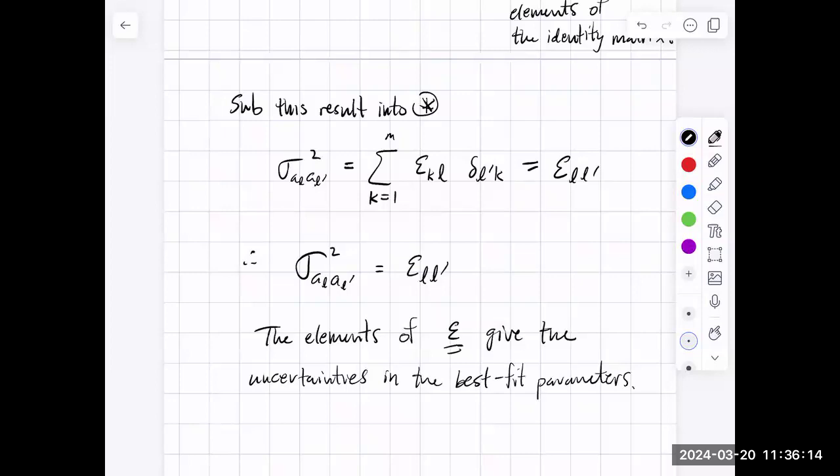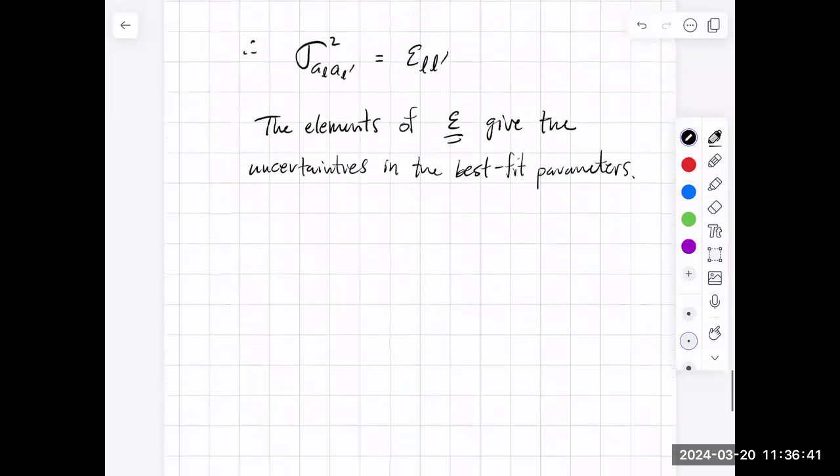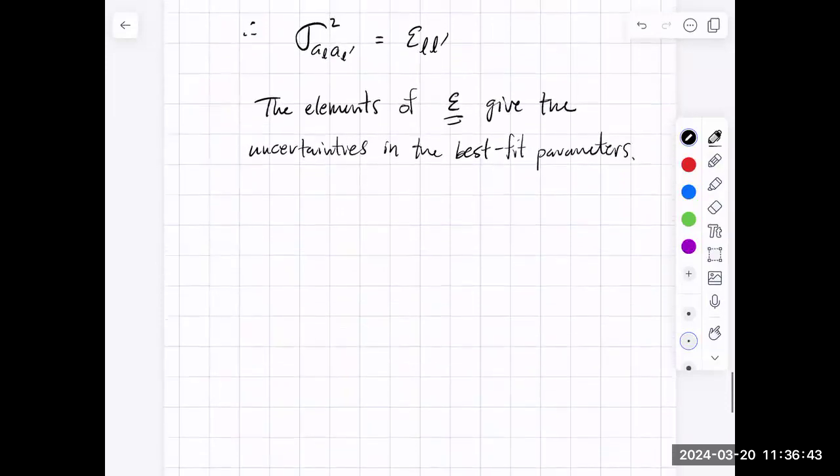And like I said last time, it's a very nice result because we need to calculate the epsilon matrix in order to find the best fit parameters in the first place. And lo and behold, that matrix also has all the information that we need for the uncertainty. So we don't have to do any additional calculations to find those uncertainty elements. Let me just summarize everything that we've done.